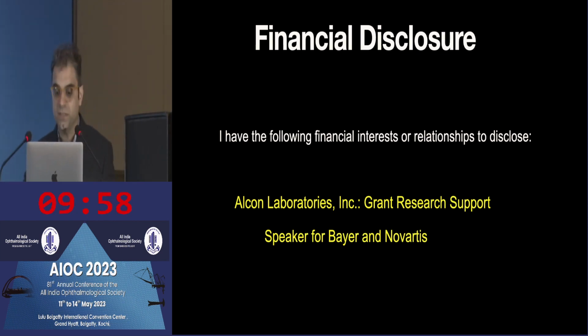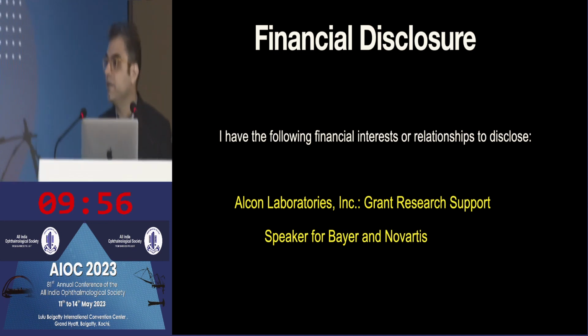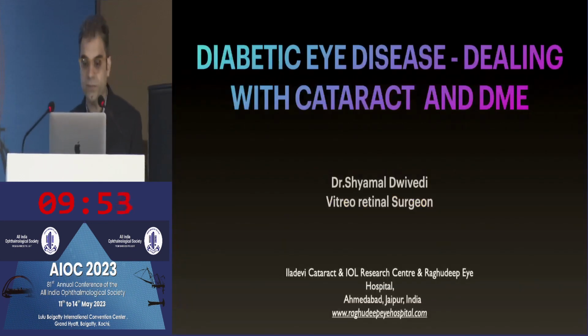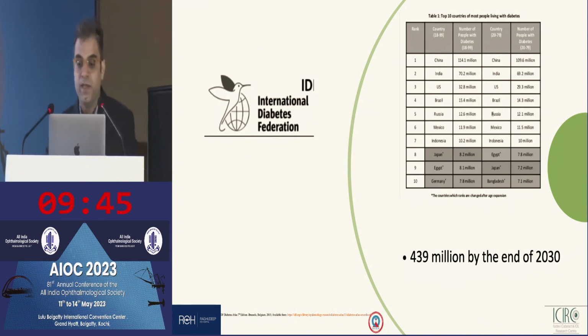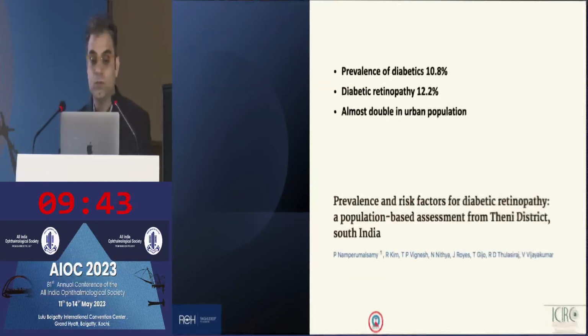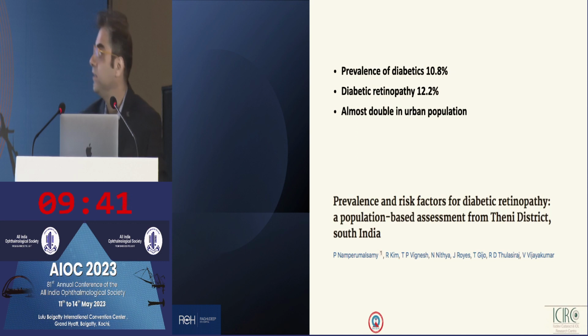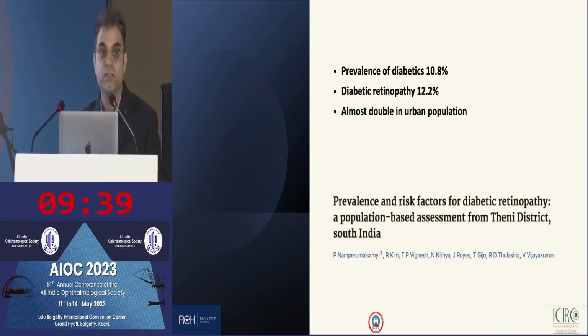I'll be starting my presentation regarding diabetic and cataract co-management. As we all know, we are set to become the diabetic capital of the world by 2030, and the prevalence of diabetic retinopathy is also quite high, and it just doubles in the urban population compared to the rural ones.